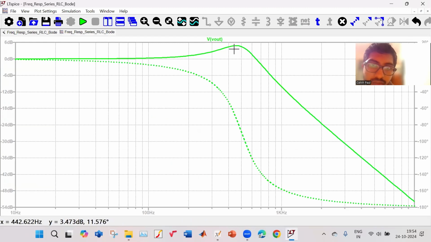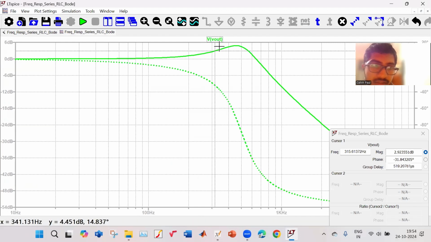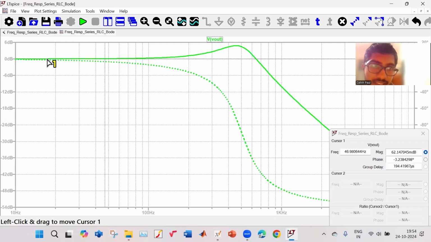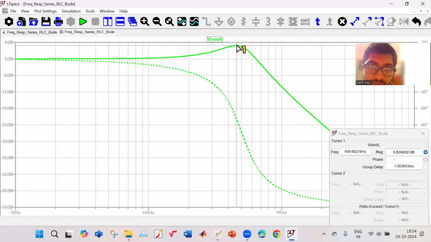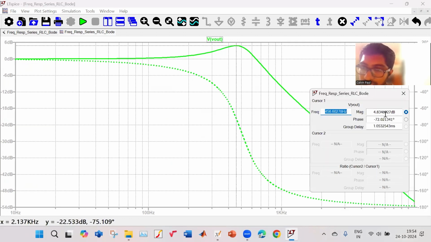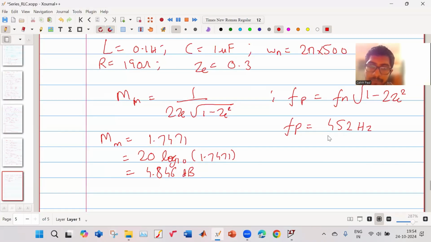Now let us check whether this is matching with our simulation. Let us zoom in and let me take a cursor. If you see, in steady state the gain is 0 dB. Now let us go to the peak point. Here, the magnitude is 4.83 dB and the frequency is 456.6 hertz. So it is very well matching what we got over here.